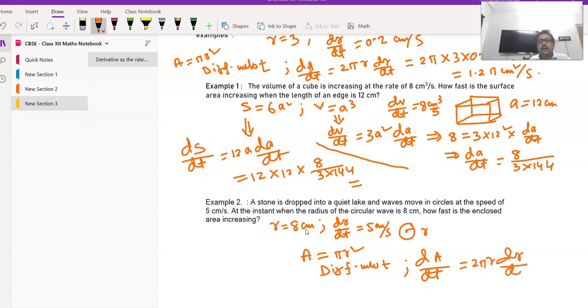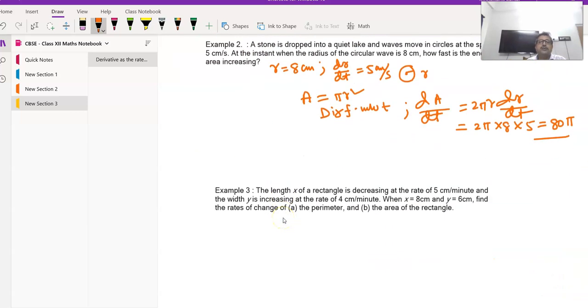2 pi r dr by dt. Put the values over there. It will be 2 pi into 8 into 5. This is equal to 80 pi. Okay. So all of you understand. Let us go for the next sum.